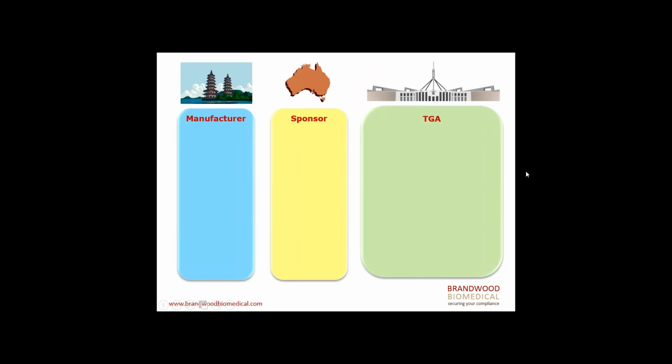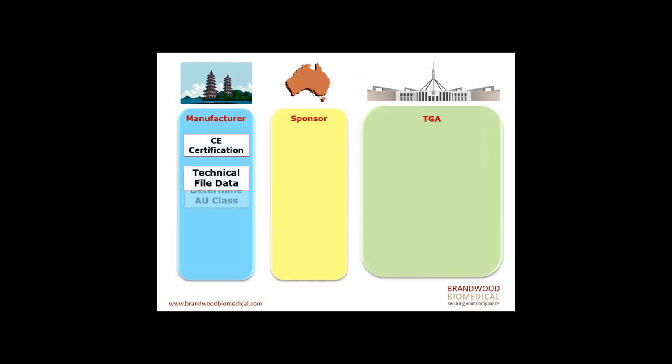Okay, so now I'm going to go through how to actually register the product in Australia. Starting off, there are three entities involved in the registration. The first is a manufacturer, and they can be located anywhere around the world. The next is a sponsor, and they must be based in Australia. And then there's TGA, so obviously the government body based in Canberra.